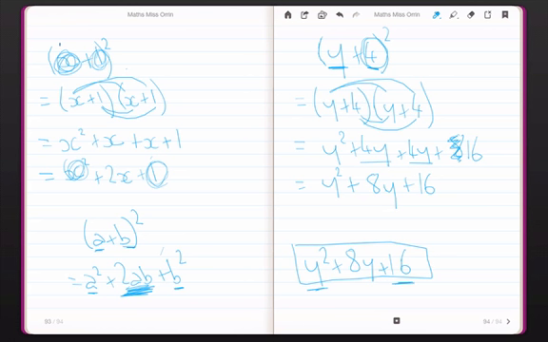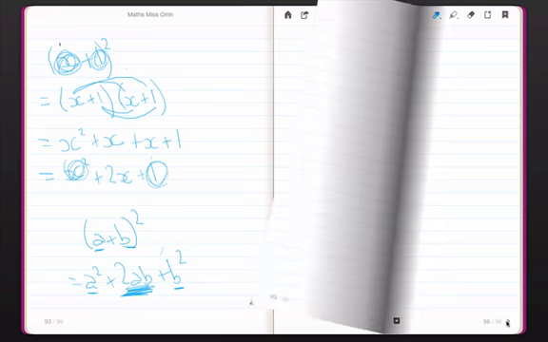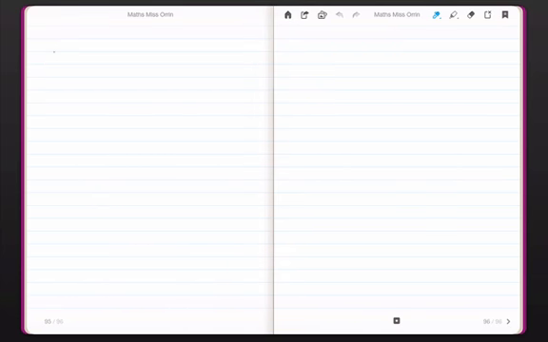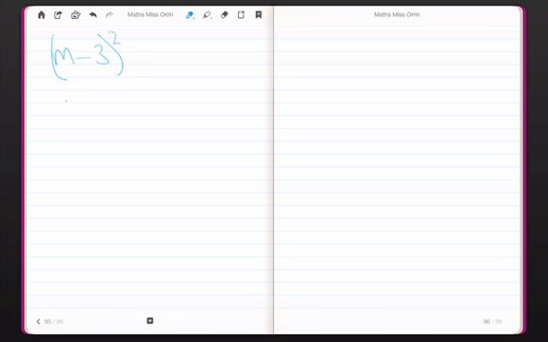Let's turn the page and do an example with some negatives. Okay, so let's say we've got m minus 3 squared, okay? Same thing, it really means m minus 3 times m minus 3. Now we're going to do the same thing. So I'll give you 5 seconds, see if you can figure out what the answer is going to be just by using the rule, and then I'll show you.